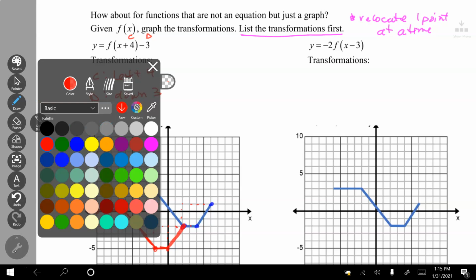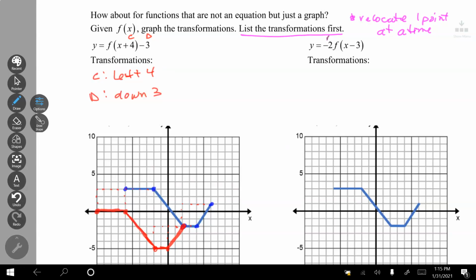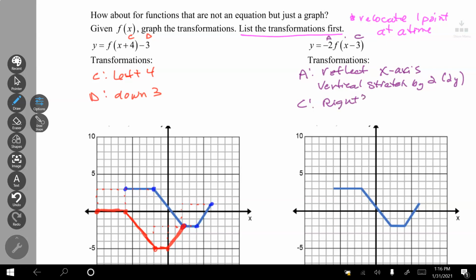Okay, the second one, I'm going to use a different color here, purple. It looks like I have an A value and a C value. A has a couple of transformations. One is going to be reflect, or we call flip, over the x-axis. Getting them backwards today. X-axis. And two is going to be a vertical stretch by 2. So I'm just going to do 2 times all the y values. And C is negative 3, so opposite is positive 3, which means it's going to be right 3.